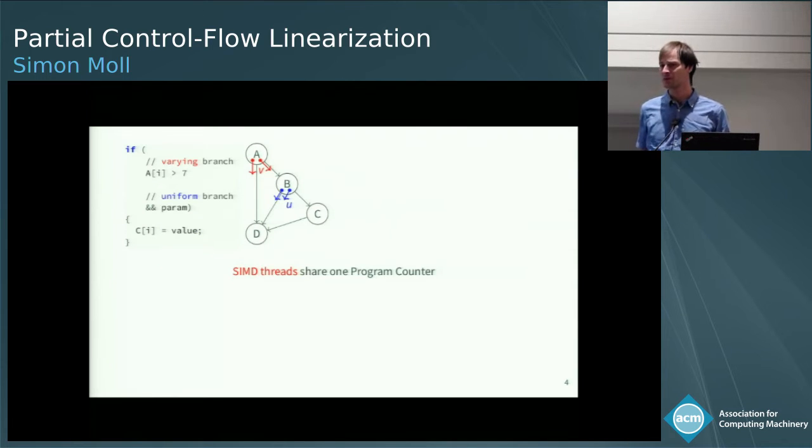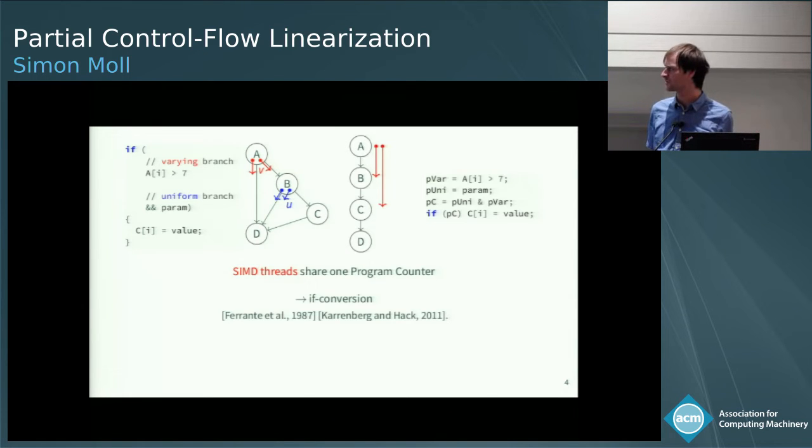So, what's the problem here? Well, the problem is we do not have a vector branch instruction. We do not have a SIMD branch instruction. So we usually resort to something called if conversion. That's been around for a while. For example, earlier work is by Ferrante in '87, and there's also work by Karrenberg and Hack in 2011. So what you do is you basically remove those branches and end up with a linear sequence of blocks.